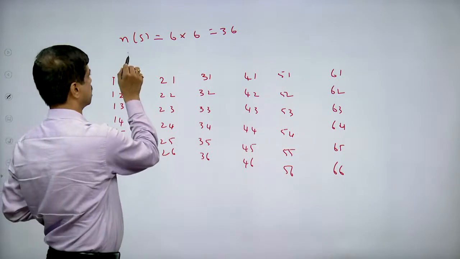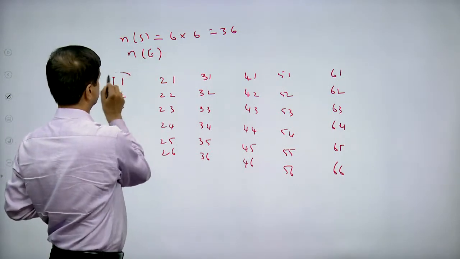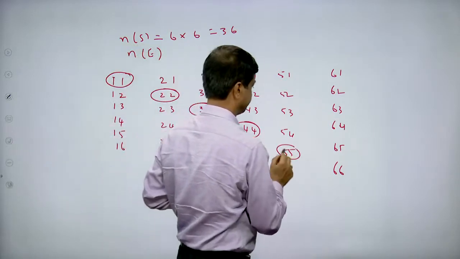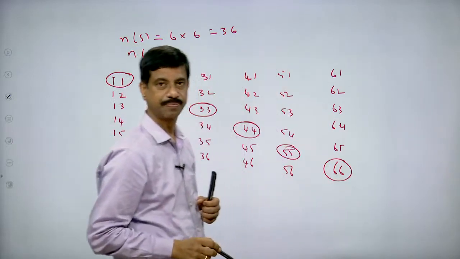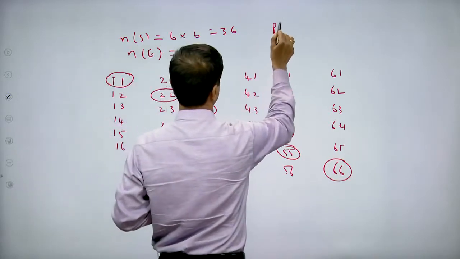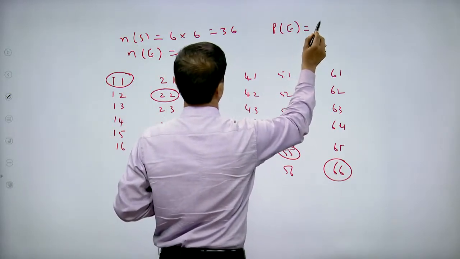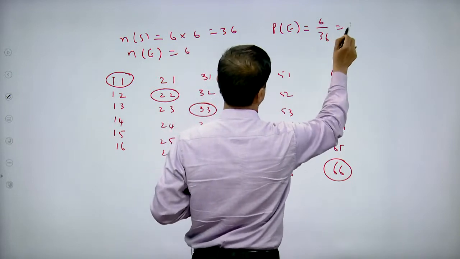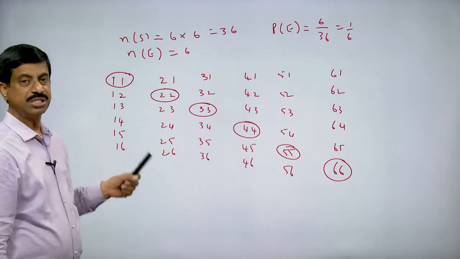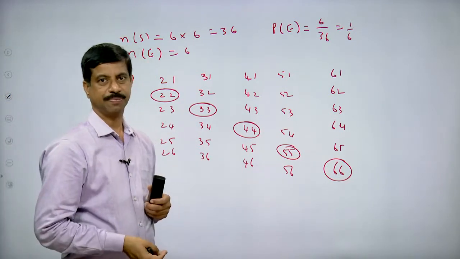Let's say I want a doublet. Doublet means 1, 1, 2, 2, 3, 3, 4, 4, 5, 5, 6, 6. This is a doublet. Right, children? So that is 6. So what is the probability of getting a doublet? 6 by 36, that is 1 by 6, like that. Right, children? So this is how we work on the probability.